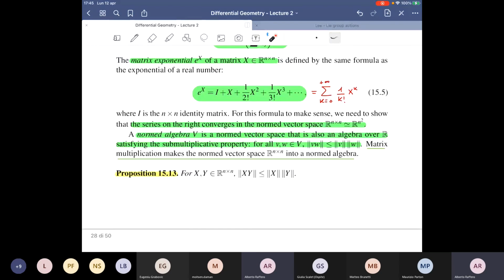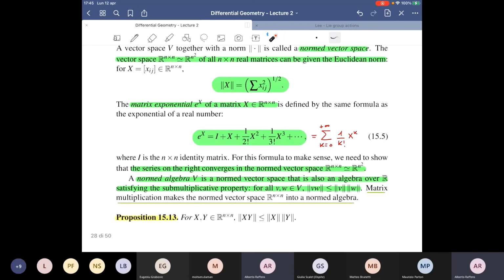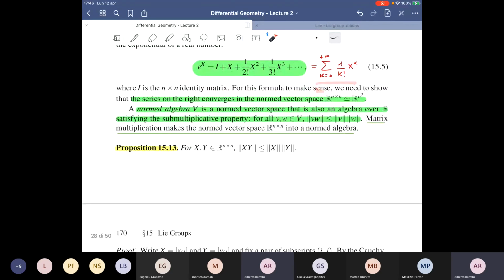Of course, when you define something as an infinite sum, you have to prove that this infinite sum converges to something that belongs to the space you started with. So we would like to show that this is actually a matrix. This is our aim now, because for the moment this is just a definition. And actually you can show this with some work.